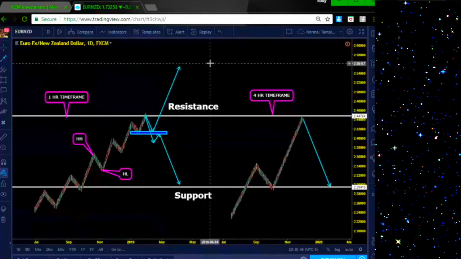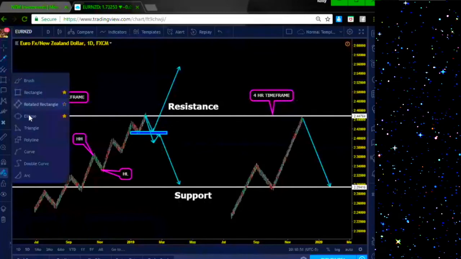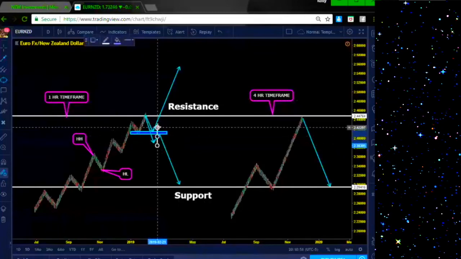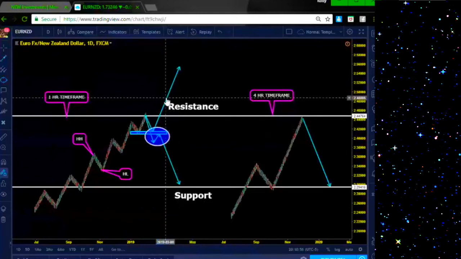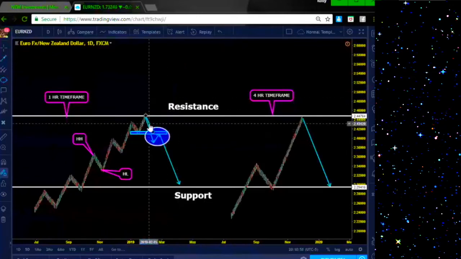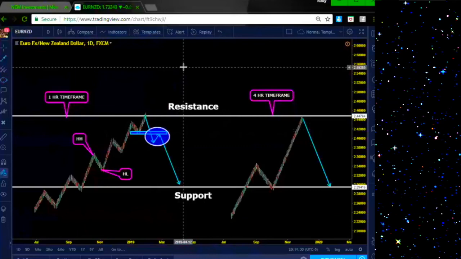Happens all the time. But if you wait for more confirmation right here, then what you're going to find is that your trading is going to become a lot more accurate. Take a lot less losing trades. And of course, you know, make more money.